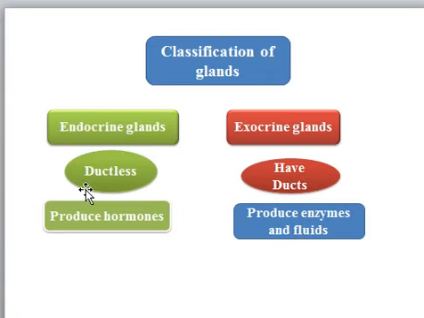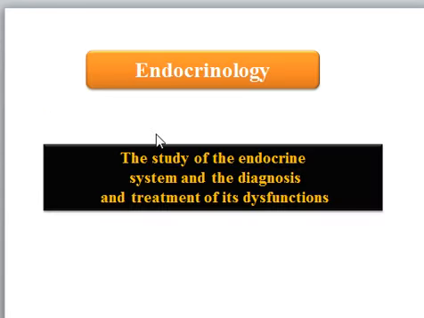Hormones are chemical messengers that are secreted into the bloodstream and stimulate the physiological activity of cells in another tissue or organ. Now, how can we define the science which studies the endocrine glands, which we call endocrinology? Endocrinology is the science which studies the endocrine system and includes the diagnosis and treatment of its dysfunction.